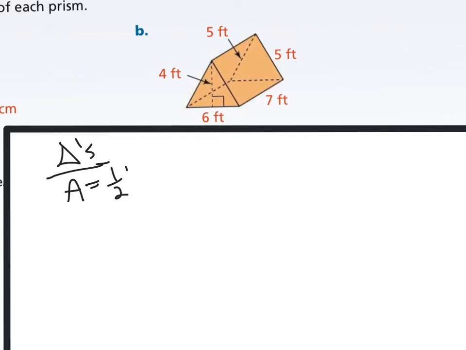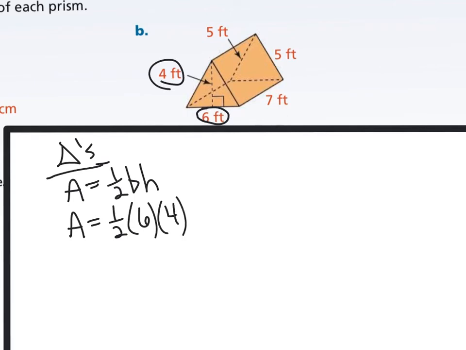If you remember, the area of a triangle is a half base times height. And remember, the base and the height meet each other at a right angle. So on this triangle, we can see our base is 6 and our height is 4. Those meet at a right angle. We can go ahead and work this out. So 6 is an even number, we can take half of 6, which is 3. And then 3 times 4 is 12.